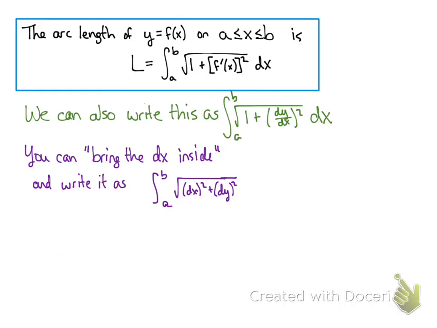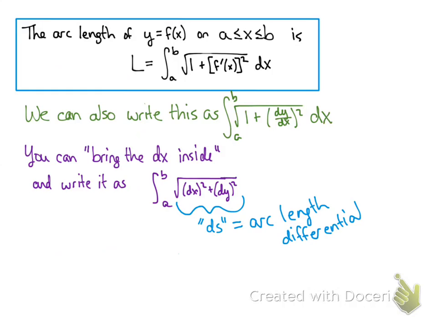And it's useful because it lets us express this square root as something we'll call ds, which is the arc length differential. That is, it is a thing that represents a teeny tiny piece of arc length. So to get the total arc length, you integrate the teeny tiny pieces of arc length, ds. Okay.